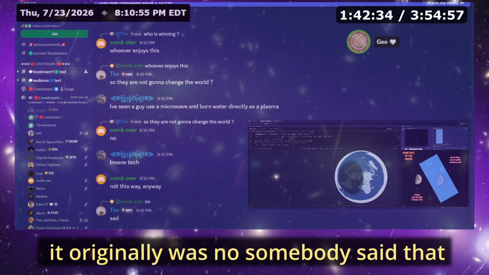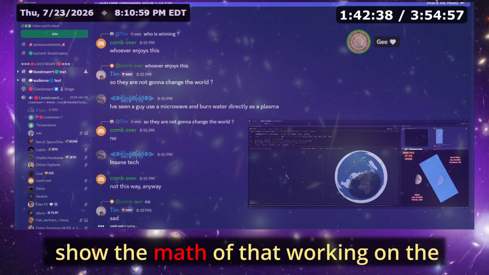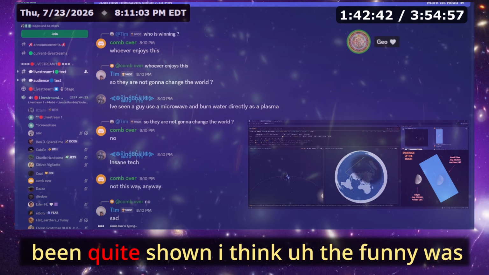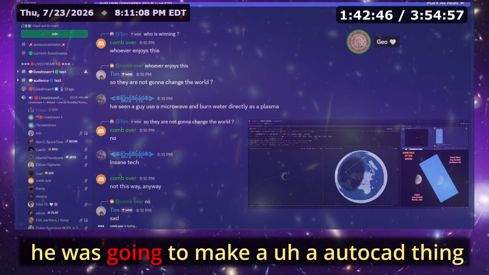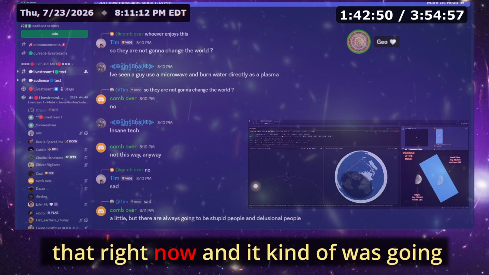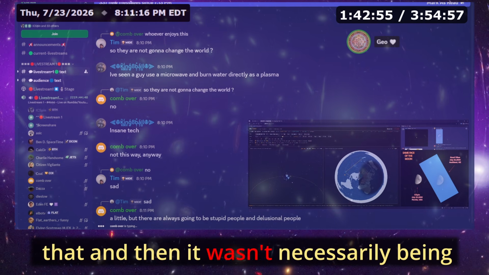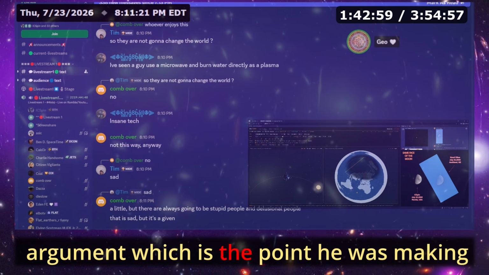Somebody said that works on the globe model. I think Noah basically said, could you prove that or show the math of that working on the globe model? That to this point has not been quite shown. I think the funny was going to make Flat Earthers Are Funny. He was going to make an AutoCAD thing, and he's on Deafin. Maybe he's doing that right now. It kind of was going in circles because Noah was asking for that, and then it wasn't necessarily being provided, to complete the argument, which is the point he was making.